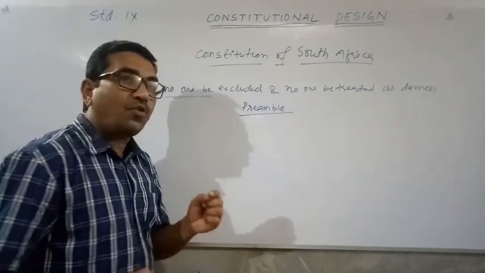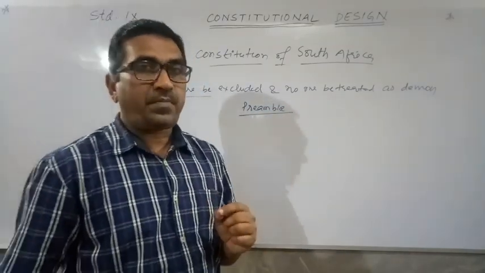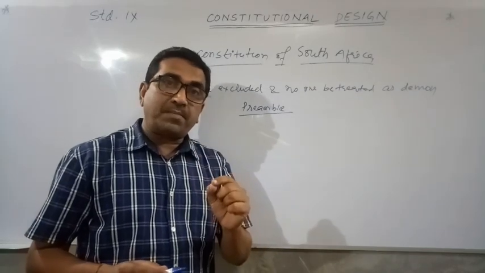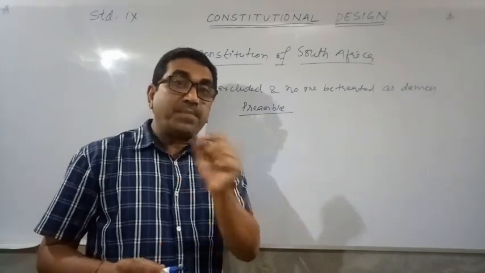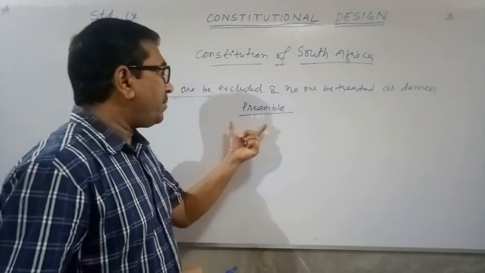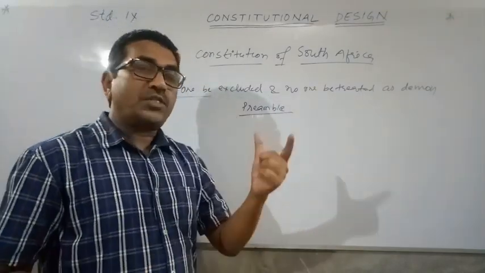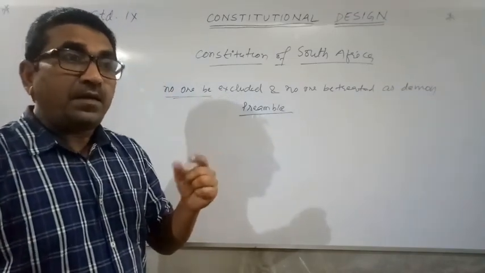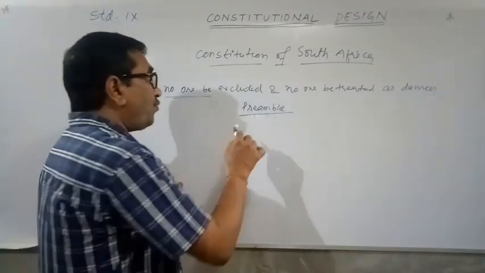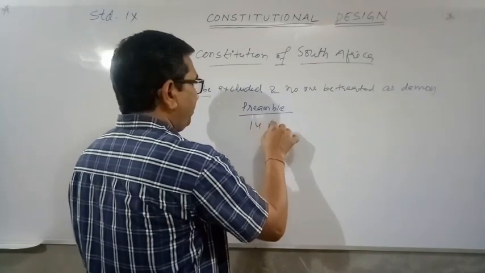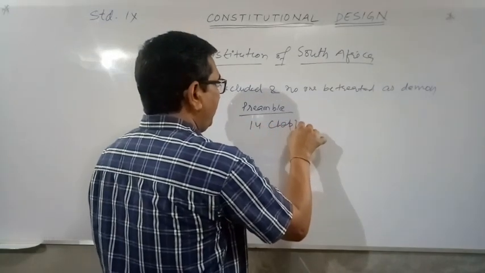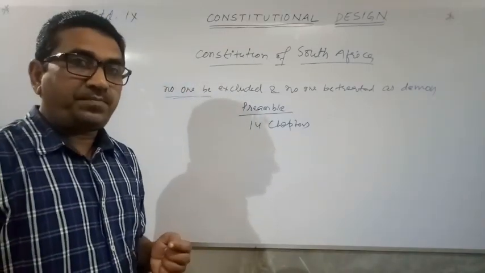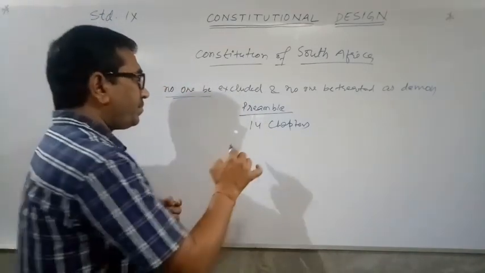Preamble is generally the introduction to the constitution. The Indian constitution also starts with the preamble. It starts with "We the people of India." In the same way, the constitution of South Africa also starts with the preamble. Then it has 14 chapters.